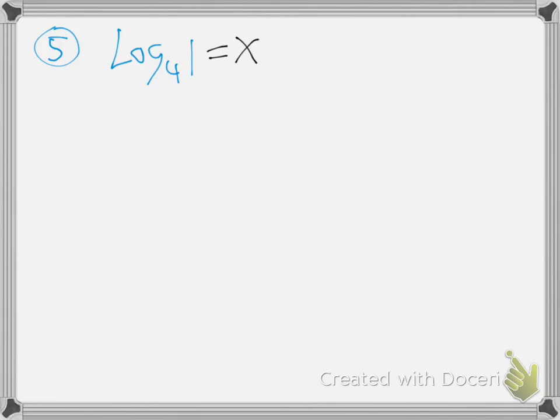Now, there's two ways you can do this problem. You could just read it, if you can read logs. What does the word log mean? The power needed on a 4 to become 1. That's what log says. What's the power needed on a 4 to become 1? 0. That's the answer. The answer is 0. Now, I'll also show you more formally. That'd be the informal, kind of casual way.